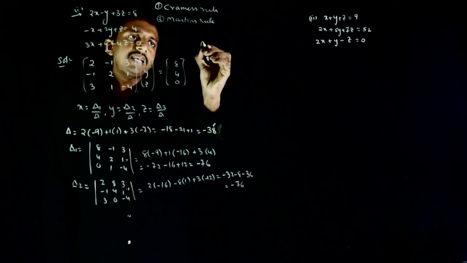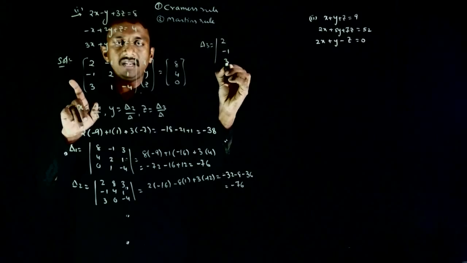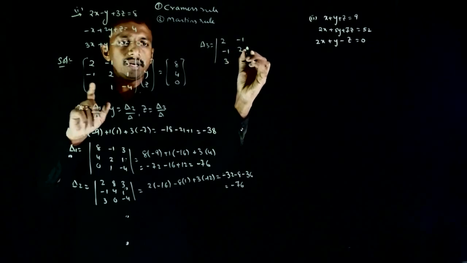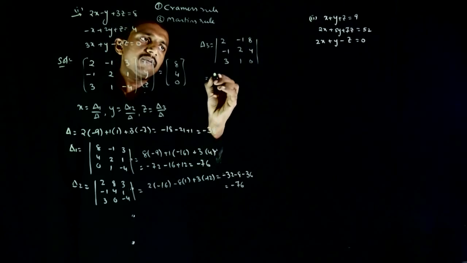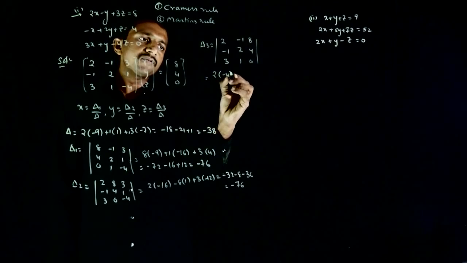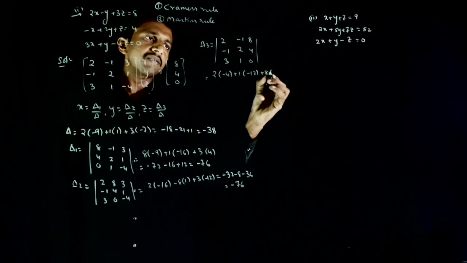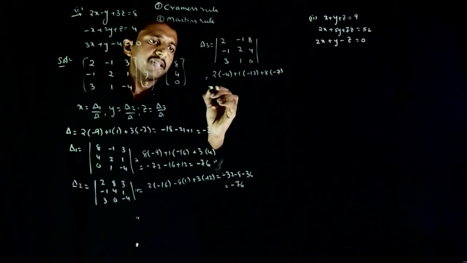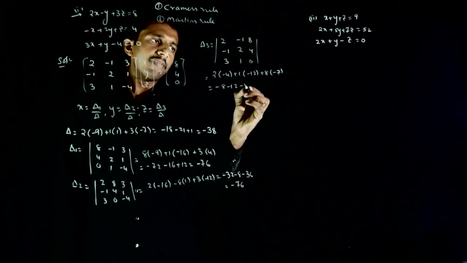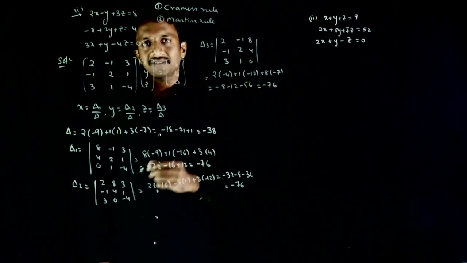इसके बाद delta 3 is nothing but determinant of 2 minus 1 3 minus 1 2 1 and 8 4 0, that is equal to 2 times minus 4 plus 1 times minus 12 plus 8 times minus 1 minus 6 minus 7, that is equal to minus 8 minus 12 minus 56, that is equal to again minus 76.